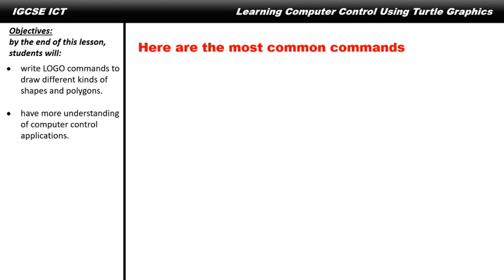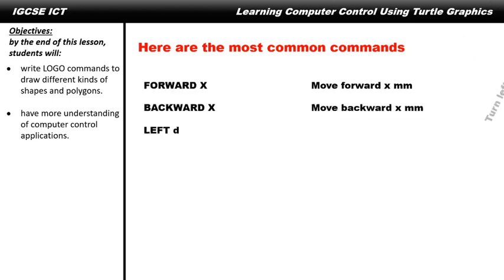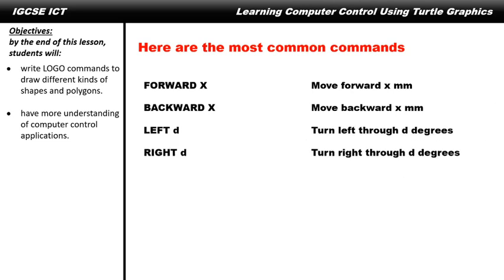Now very quickly we'll look at the simple commands that are used here. For the sake of IGCSE, you just need a few of these commands. You don't need too many of them, so I will list them here. We have forward X and backward X. Forward is to move forward X mm, where X represents the distance you have issued for the computer to move. Backward is the opposite of forward.